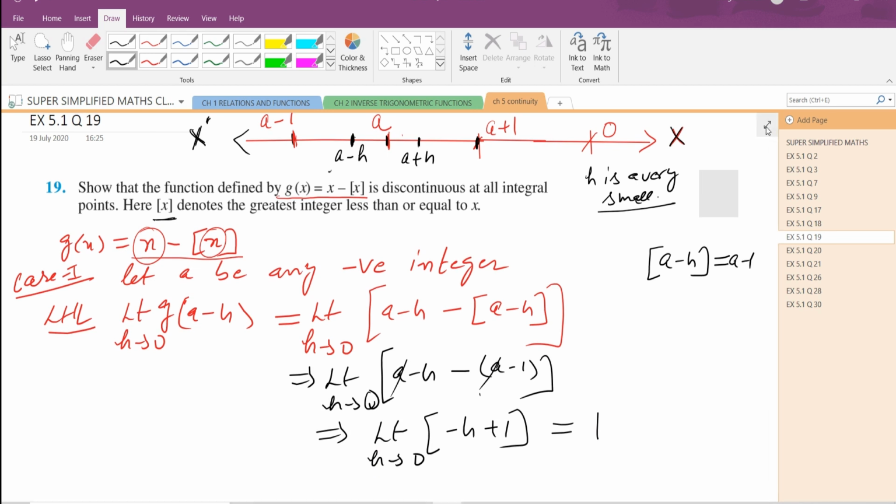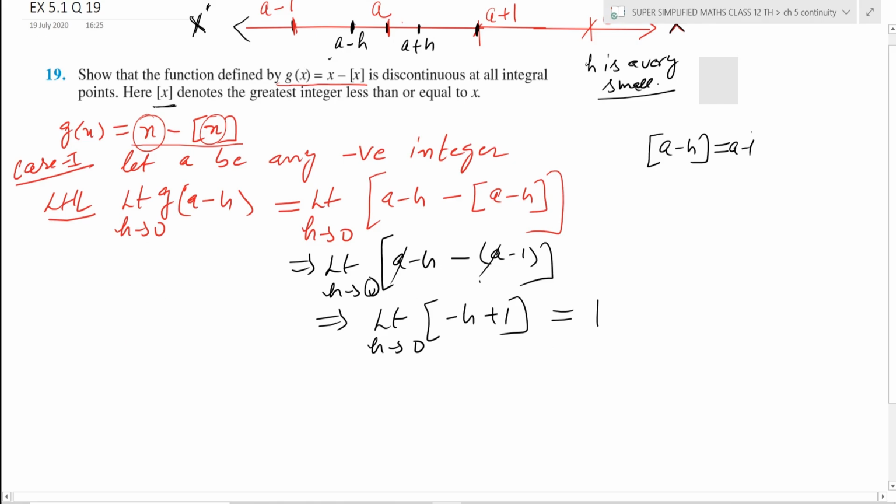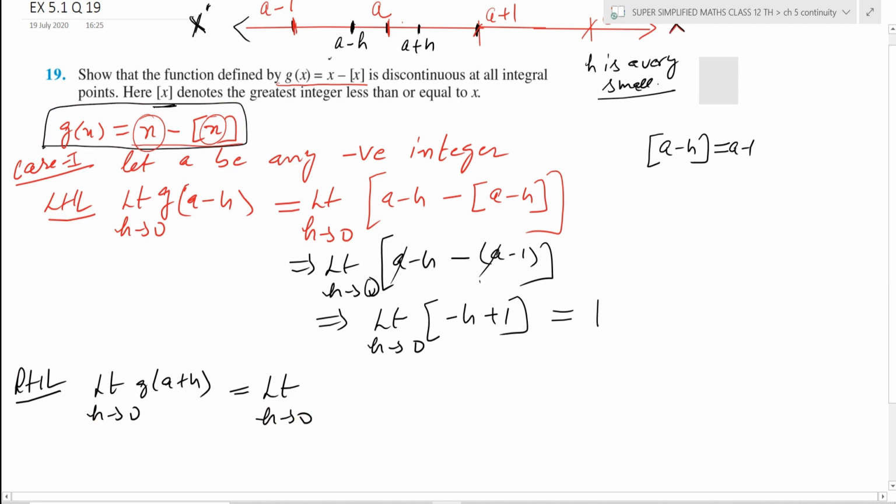So now students, we move to the right hand limit at the point a. So right hand limit will be limit h tends to 0 of g of a plus h, which is equal to limit h tends to 0. Now you know the definition of g(x) is this. For right hand limit, I will substitute in place of x, a plus h. So the expression becomes a plus h minus greatest integer function of a plus h.